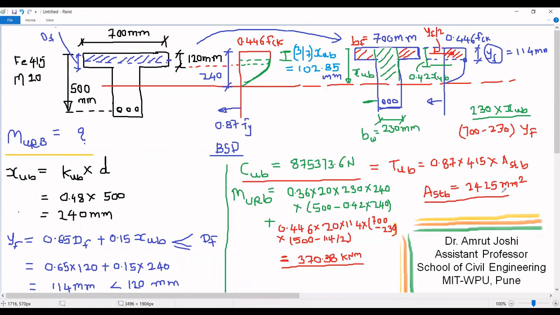So we have got two parameters for this T section. One, what is its moment of resistance if it is designed as balanced section, that is 370.38 kilonewton meter, and corresponding value of area of tension steel is 2425 mm square. Now to get more insight into the characteristic of flange section, let us calculate MURB and ASTB for a section of same effective depth, same width of beam, but considering it as a rectangular section. That means by neglecting the contribution of slab.